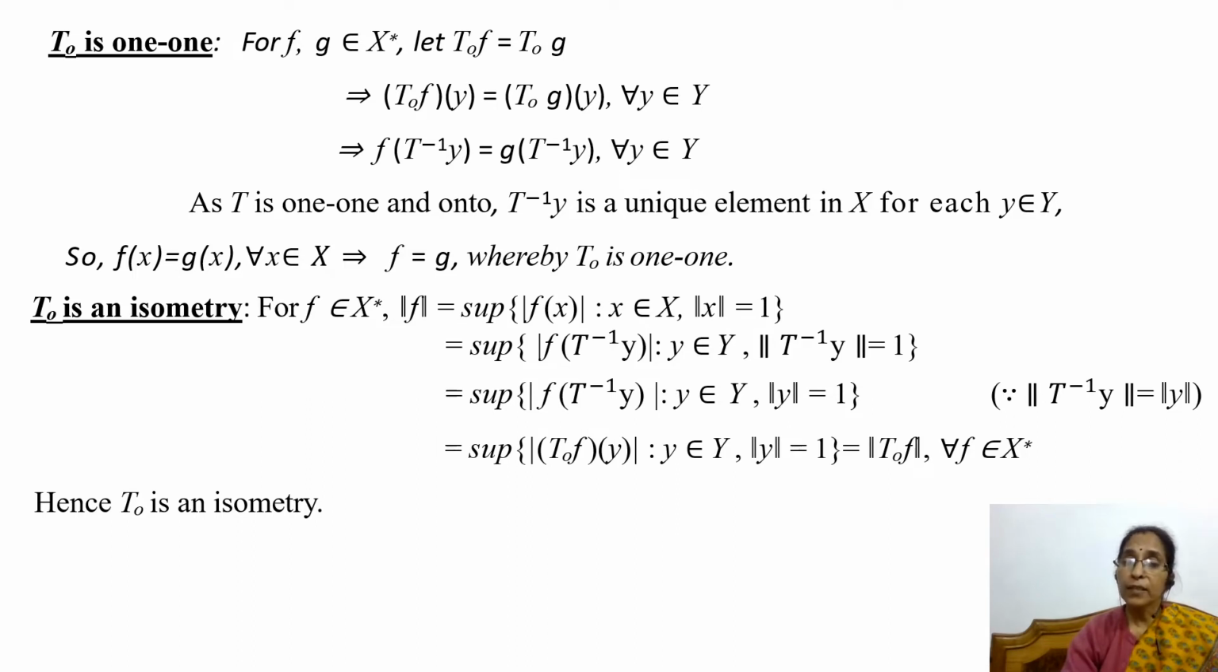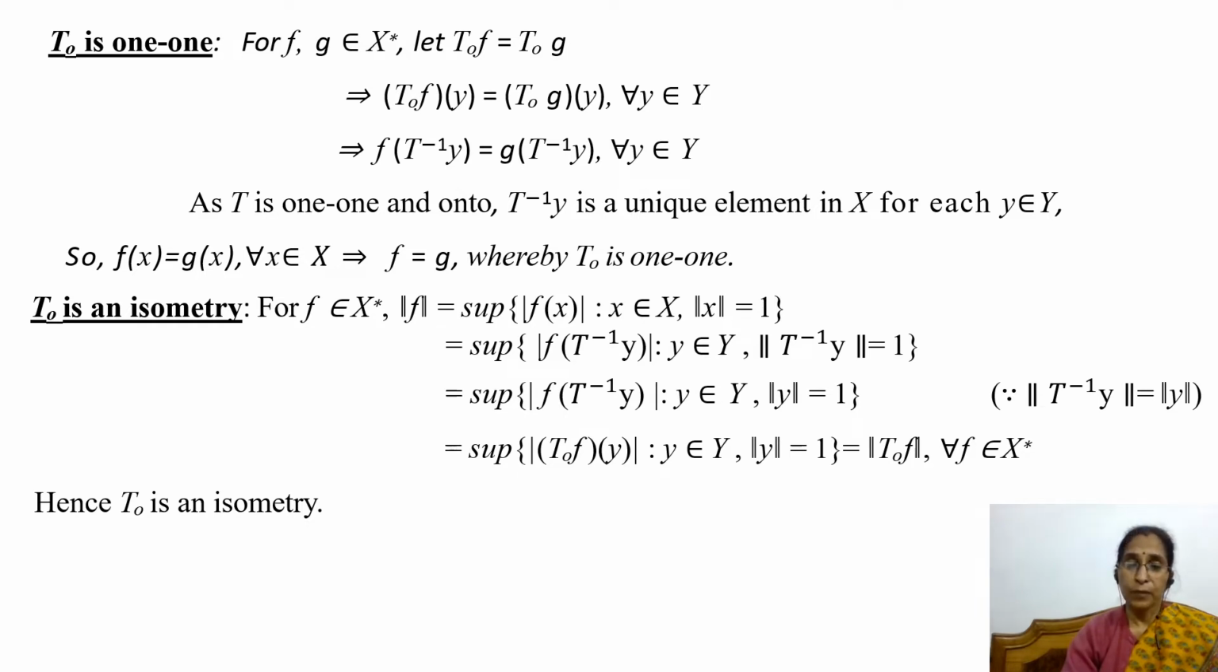So we can write it as supremum of mod of f of T inverse y, where y belongs to Y, and norm of T inverse y is equal to 1. That means we have replaced x by T inverse y. And since T is an isometry, T inverse is also an isometry, as we have proved earlier. And so norm of T inverse y can be replaced by norm of y. And so we have supremum of mod of f of T inverse y, where y belongs to Y and norm of y is equal to 1.